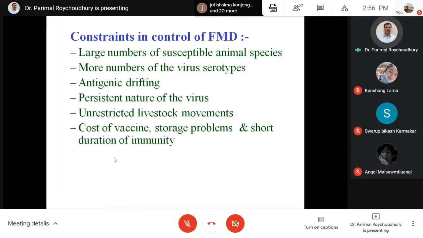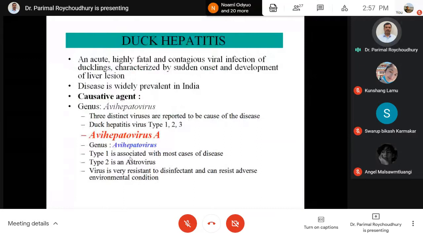Then the cost of the vaccine, storage problems, and short duration of immunity. This lies with the vaccine strain. Of course, these inactivated vaccines can be stored at 4 to 8 degrees centigrade. But if that facility is also not there, then this vaccine will be of no use. Then the cost: many people do not bear the cost of vaccination. And short duration of immunity. We are always happy if we give a single shot and remain sitting with that, thinking I will not acquire any infection. But it doesn't happen. If the duration of immunity is short, we have to give repeated boosters. So please record this information and read any standard book. You will get all this information very nicely, and try to update your knowledge about FMD control and eradication in our country.